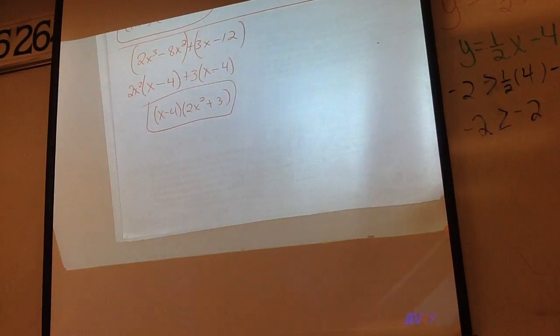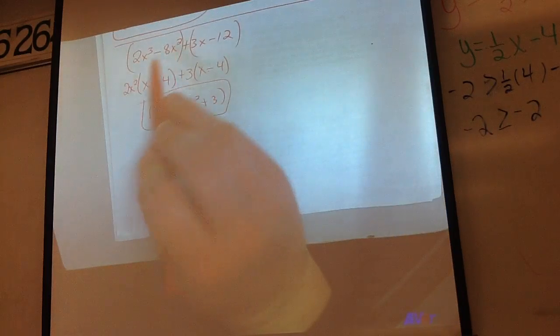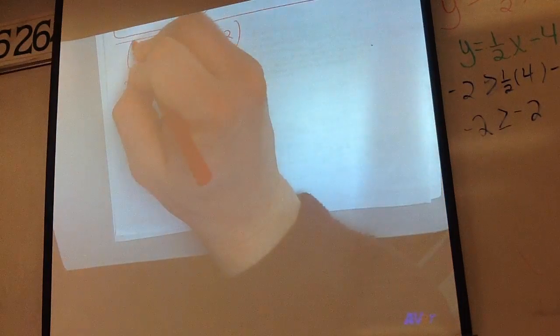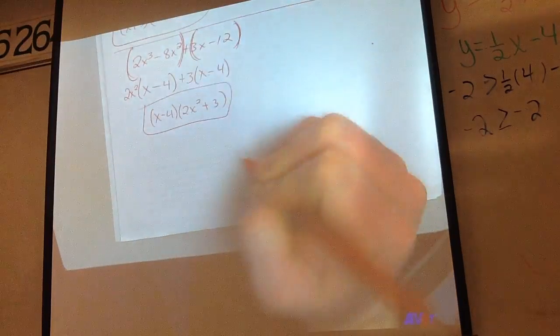Wait, where'd you get the 2x squared? I pulled out what those have in common. Wait, I'm off. I got lost. How'd you get 2x? Rewind it, Mr. Hopkins. Put these parentheses. Yeah, okay, got it.